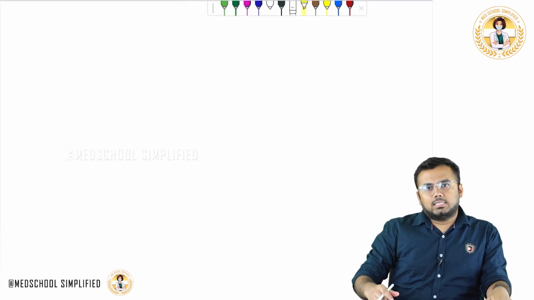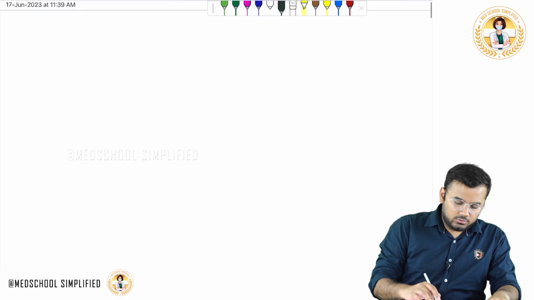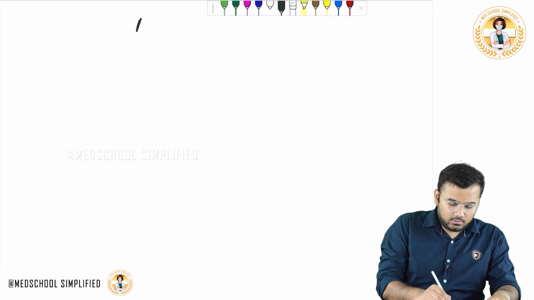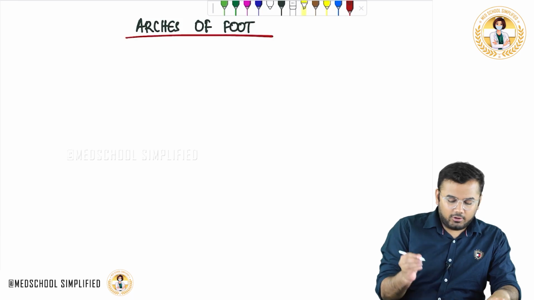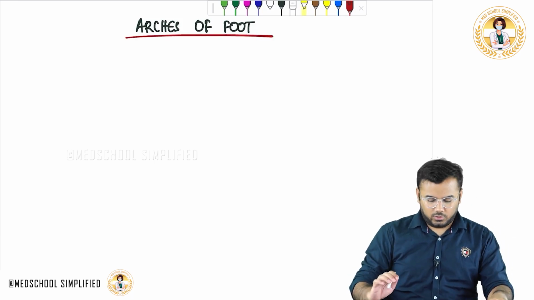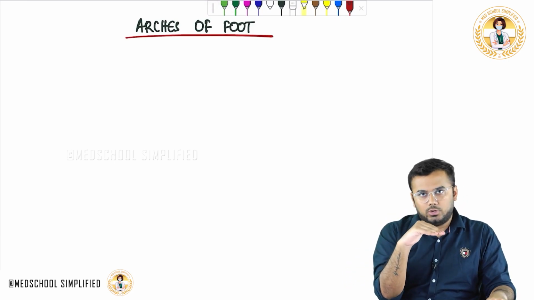So now we shall be discussing the arches of the foot. Our topic of discussion will be the arches of the foot. Basically, in the foot region we have two important arches. For example, see, this is how the foot is located, right?